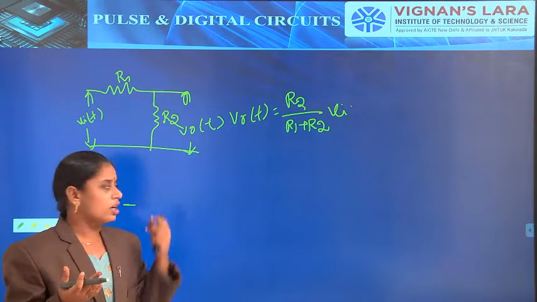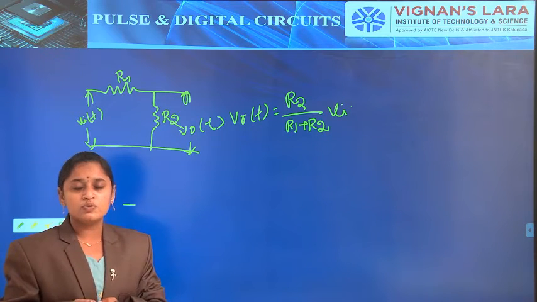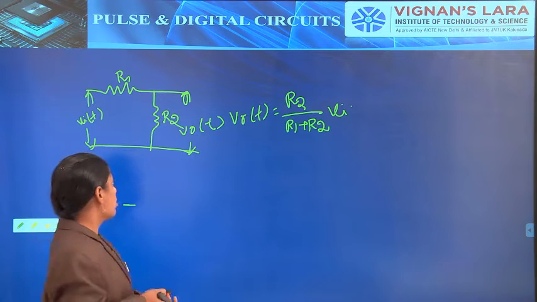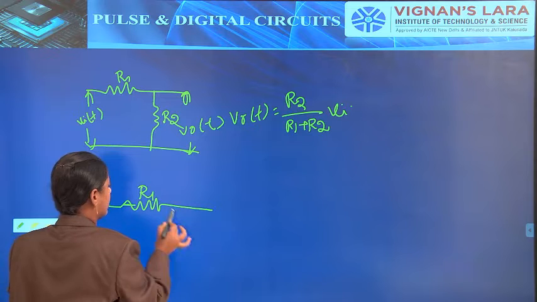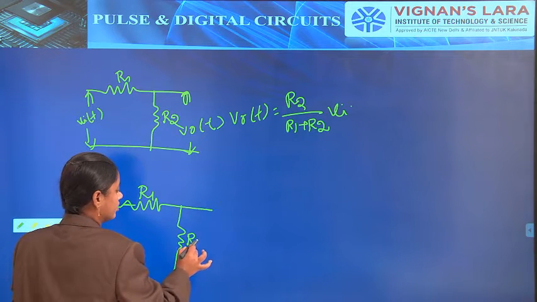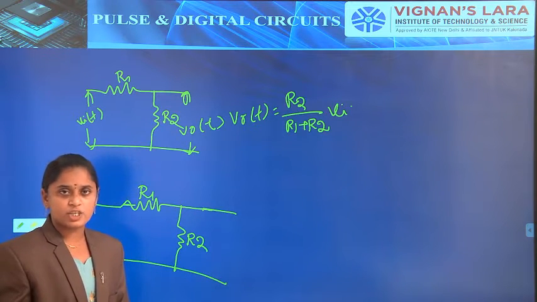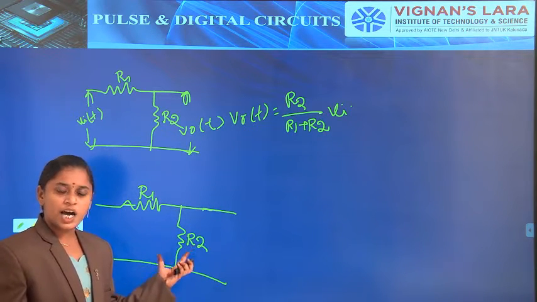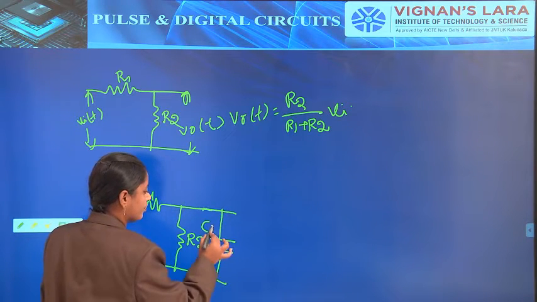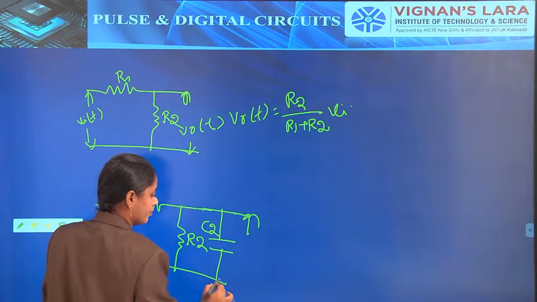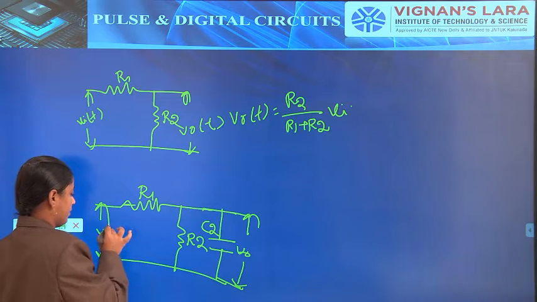Why? Because there may be a chance of producing an extra capacitance, which is known as stray capacitance. So the circuit diagram will look like this: R1 and R2, and the stray capacitance which is added at the output of the attenuator section. Nothing but across R2 we have to add a capacitor, that is C2. So this is V0 and this is Vi.